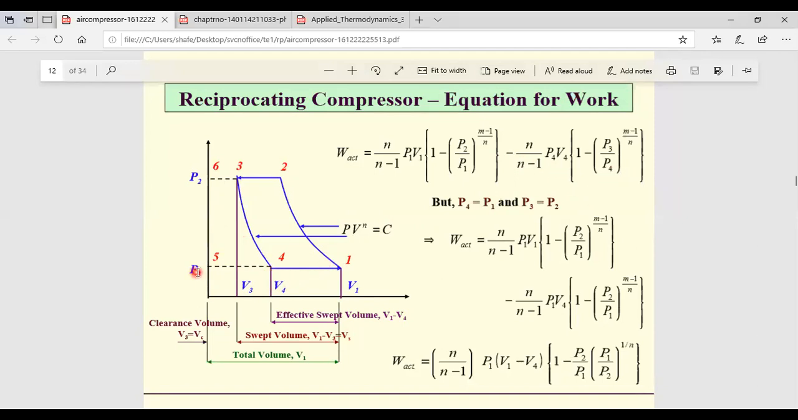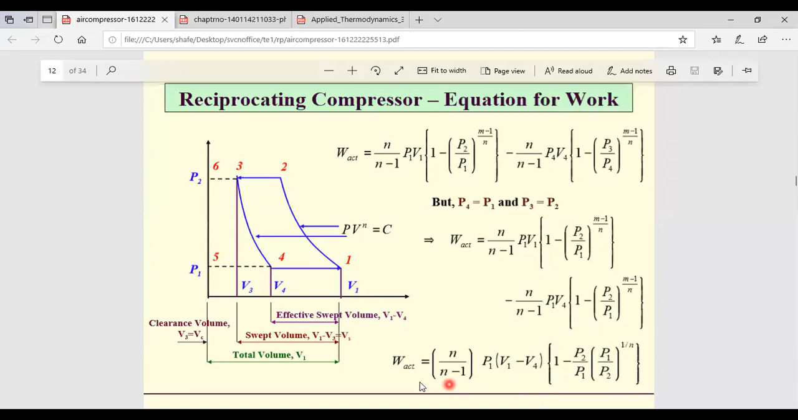P4 is the pressure, or P4 equals P1 anyhow. So P4 is the pressure and V4 is the volume into 1 minus P3 by P4. Again, P2 equals P3 as well as P1 equals P4, so don't mind about that. So it becomes P3 by P4 whole power of n minus 1 by n. But we know that P4 equals P1 as well as P3 equals P2. Now if you keep on changing this formula here, I'll get an expression like this.